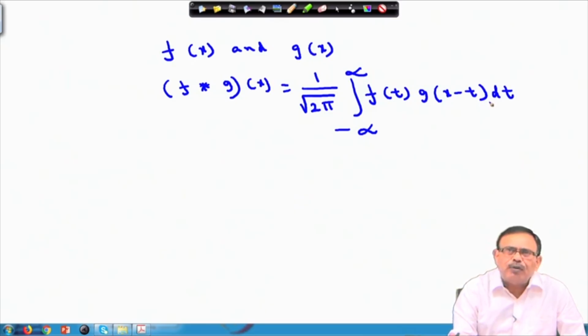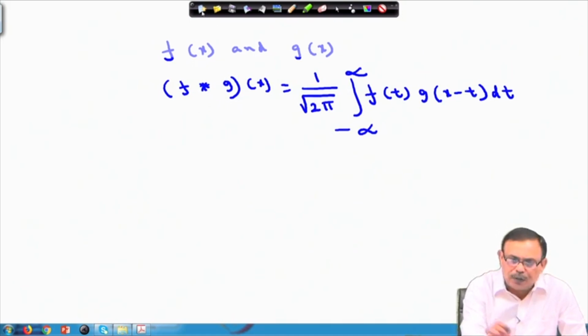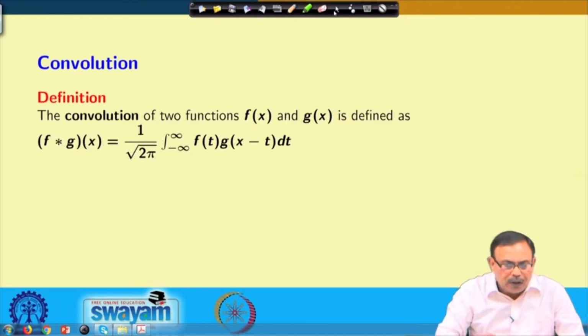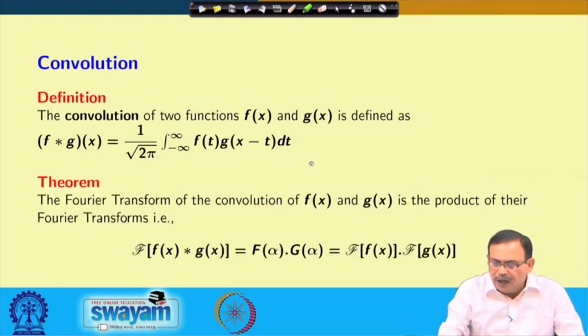In the same way, we can find the convolution for Fourier cosine or Fourier sine transform also. So, I think it is okay that the convolution of two functions f and g is defined this way. Now, let us come to a theorem: the Fourier transform of convolution.